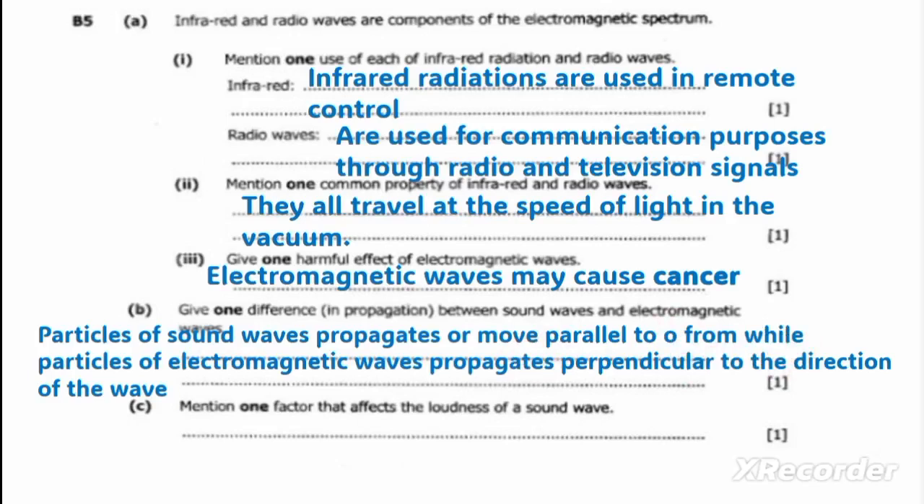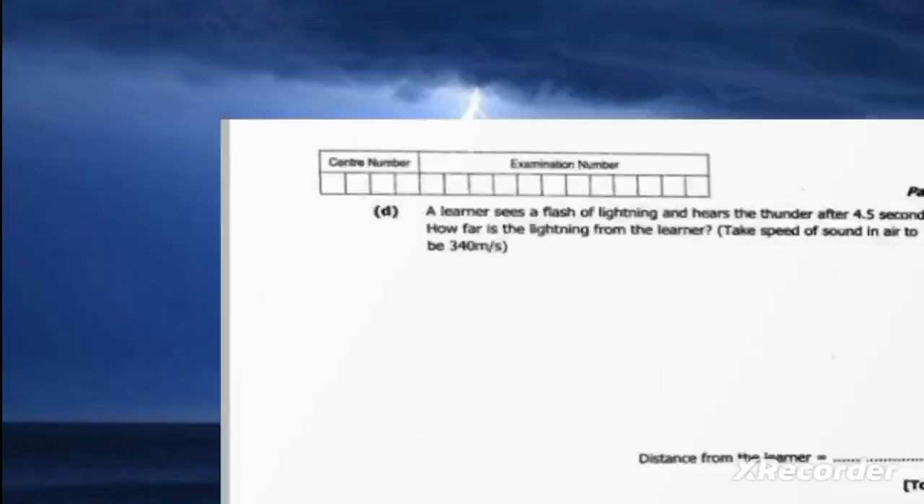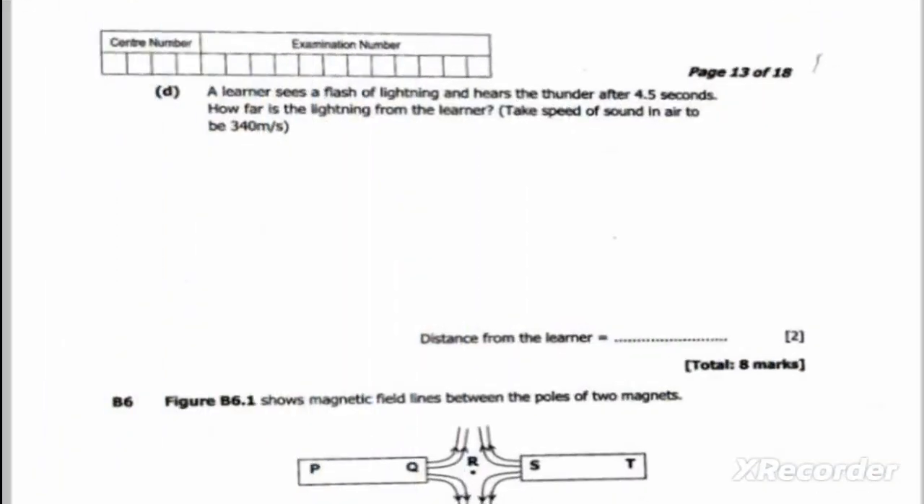Let us move to question B5C. The question reads, mention one factor that affects the loudness of a sound wave. So amplitude is one factor that affects the loudness of the wave. The last part of question 5. So we are going to end on question 5 in this video.